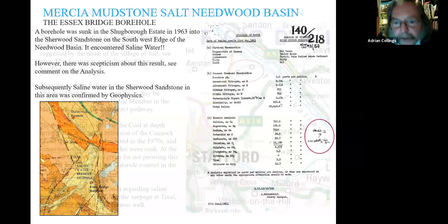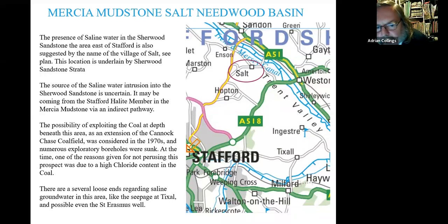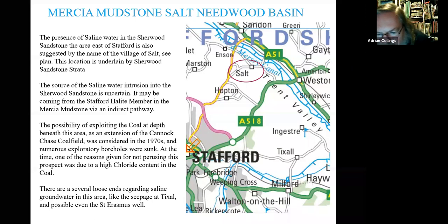The presence of saline water in the Sherwood Sandstone in the area east of Stafford is also suggested by the name of the village of Salt. See the plan. This location is underlain by Sherwood Sandstone strata. The source of the saline water intrusion into the Sherwood Sandstone is uncertain. It may be coming from the Stafford halite member in the Mercia Mudstone via an indirect pathway.